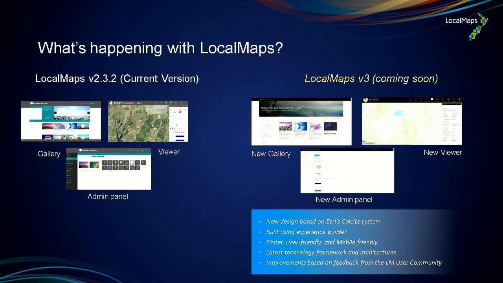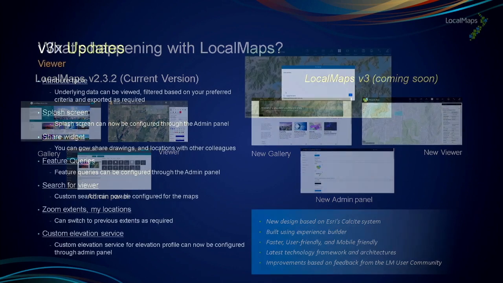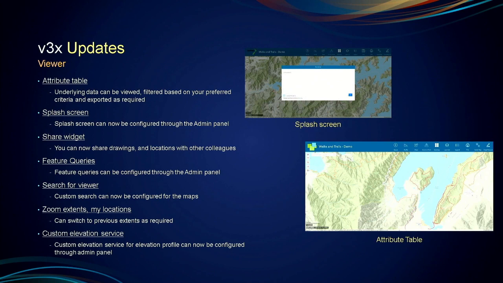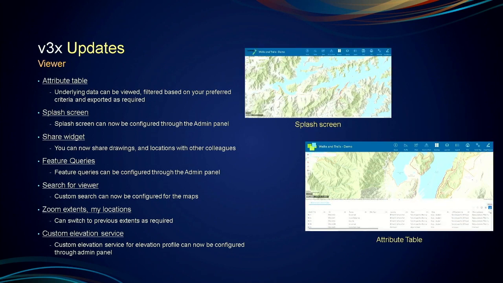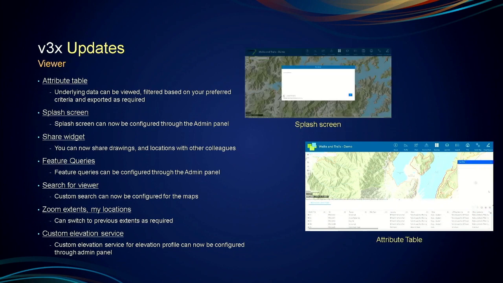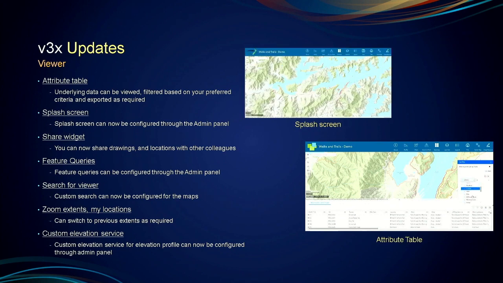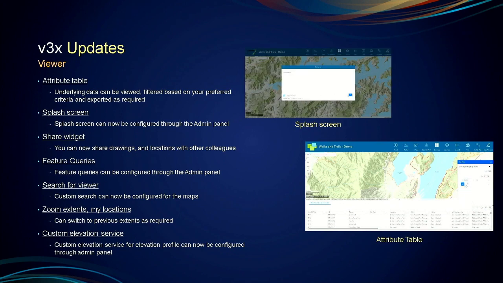So the new version is coming with the latest framework and architecture, which is making it faster, more accessible, and mobile-friendly. Let's look at what the recent improvements in the version 3 development are. On the viewer side of things, we have a few additional widgets and functionalities. Widgets would be the attribute table, splash screen, and share widget. The functionalities would be that you can now configure feature queries, custom search, and elevation service through your admin profile.